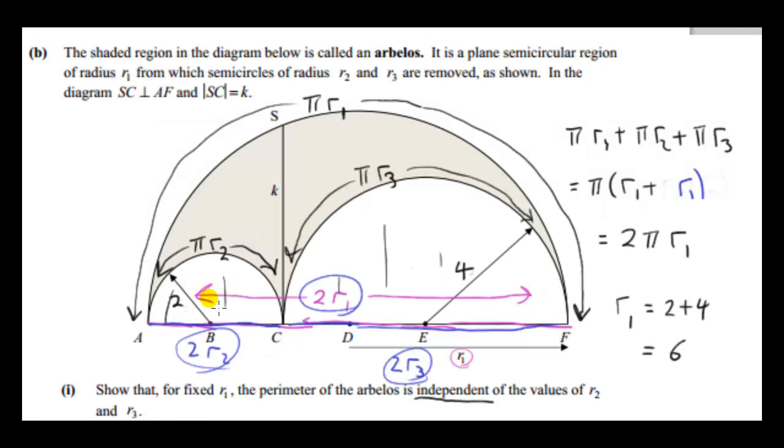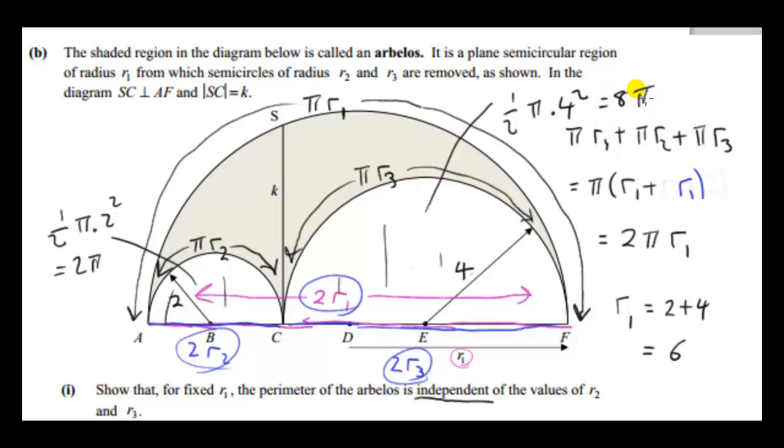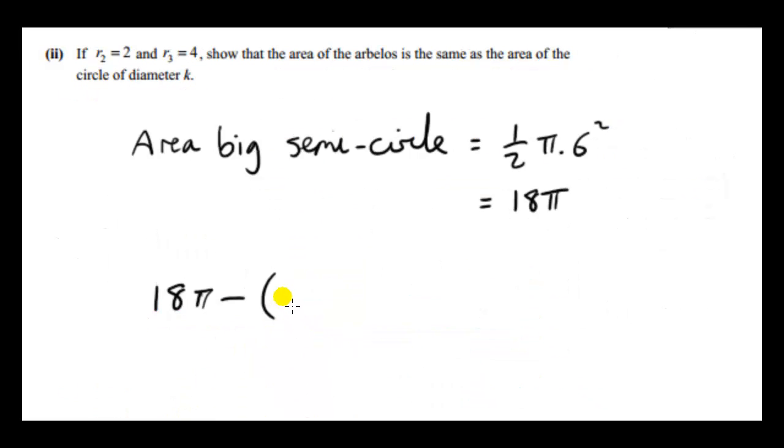So we want the area of this one here. Well, this one here is going to be a half pi times the radius squared, and this one is going to be a half pi times 4 squared. So this is 2 pi, and this one here is 8 pi. So we want to subtract out these two values, so 10 pi in total. So we get 8 pi.